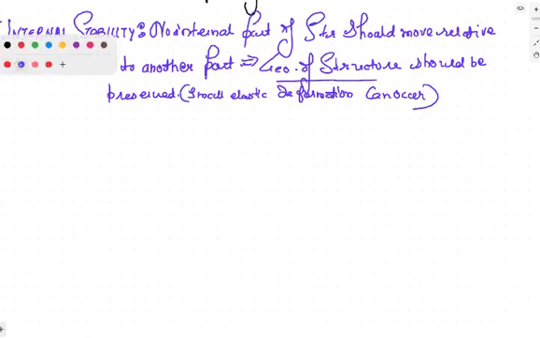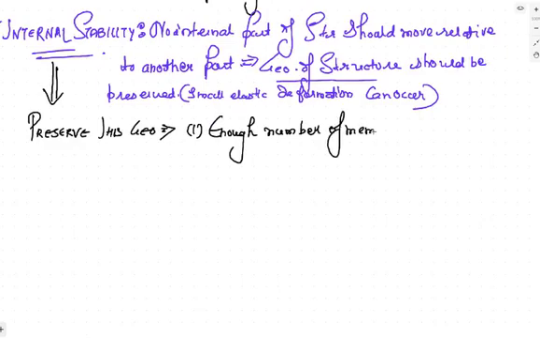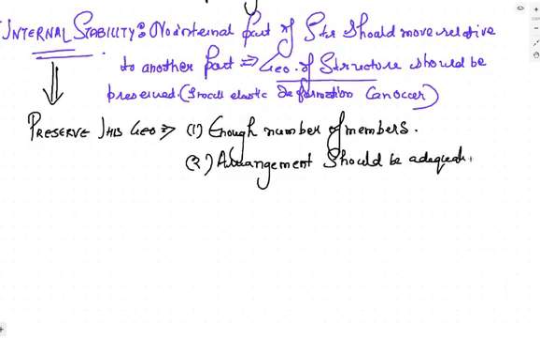To preserve this geometry, what should be the case? There should be enough number of members present. एक तो member proper होने चाहिए, ऐसा नहीं एक आध कम member है तो अपने आप खिसक जाएगा. Enough number of members प्रेजेंट होने चाहिए वहां पे. दूसरा, and the arrangement should be adequate. Their arrangement, अरेंजमेंट भी उनका एडिक्वेट होना चाहिए. It means that this should not be the case of mechanism formation.